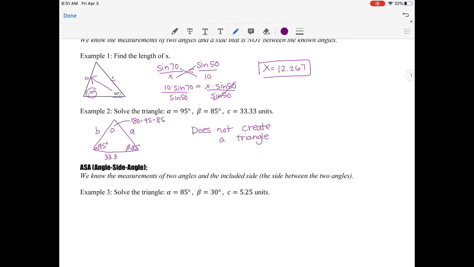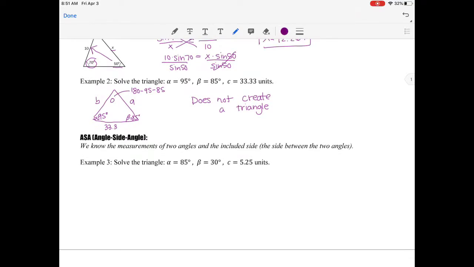Okay, the next case is angle side angle. That means you have the side that's wedged between the two angles we know. So if we draw this picture, we've got 85 degrees, and we've got the side A that's opposite that. We've got 30 degrees, and we've got the side B that's opposite that. And then our last side here is 5.25. When it says solve the triangle, in general, they want to know all the sides and all the angles.